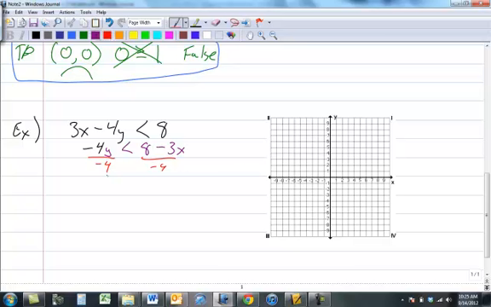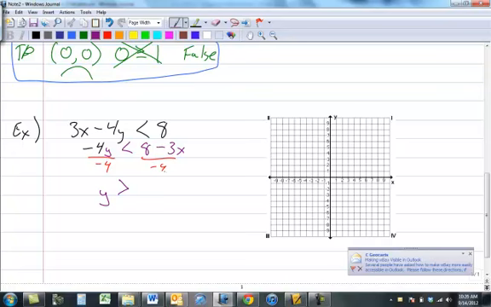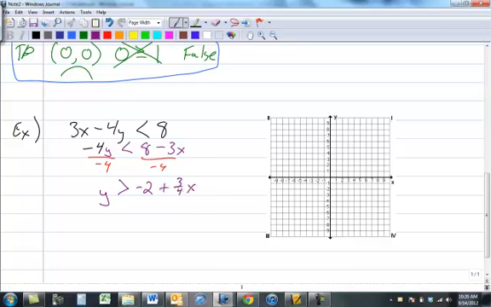So now we would have y is, now here's the thing. Since we divided by negative 4, we would flip the symbol. 8 divided by negative 4 is negative 2. Negative 3 divided by negative 4 is positive 3/4 x. Alright, so now this is in pseudo slope-intercept form. M is 3/4. Our y-intercept is the point 0, negative 2.